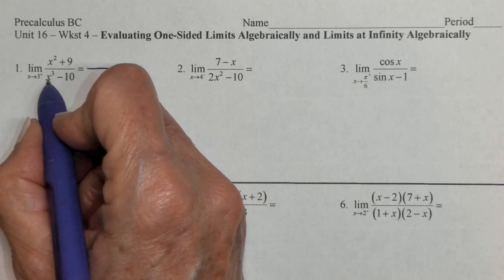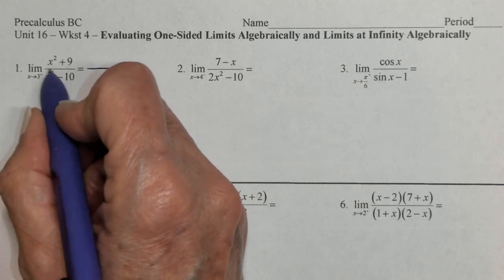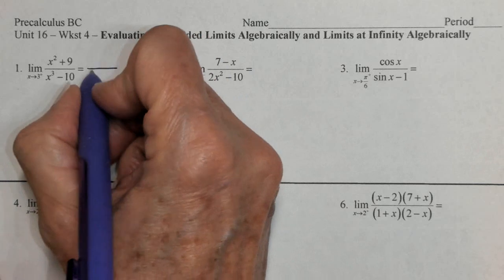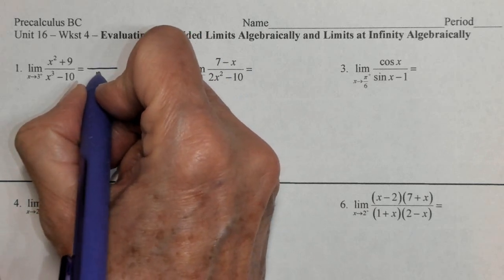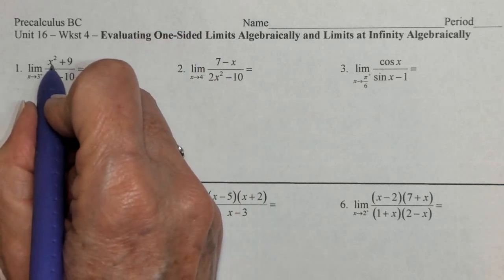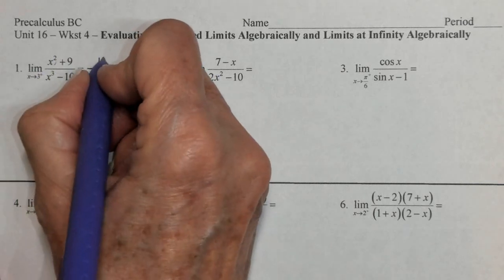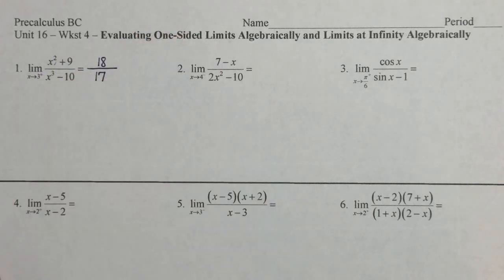3 in for x is not 1000. This is like too many videos in one day. But anyway, 3 in for x, that'll be 27 minus 10. That is 17. And 3 in for this x, that'll be 9 plus 9. That is 18. This is just 18 over 7. Nothing funny going on. That's just it.